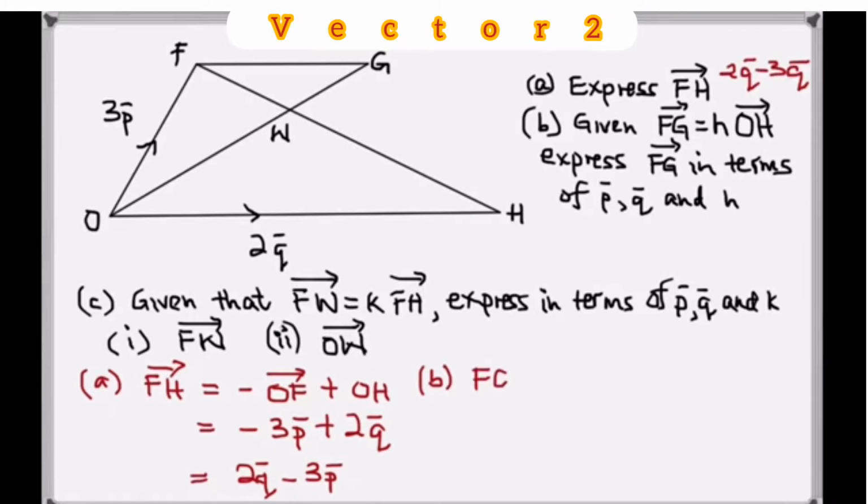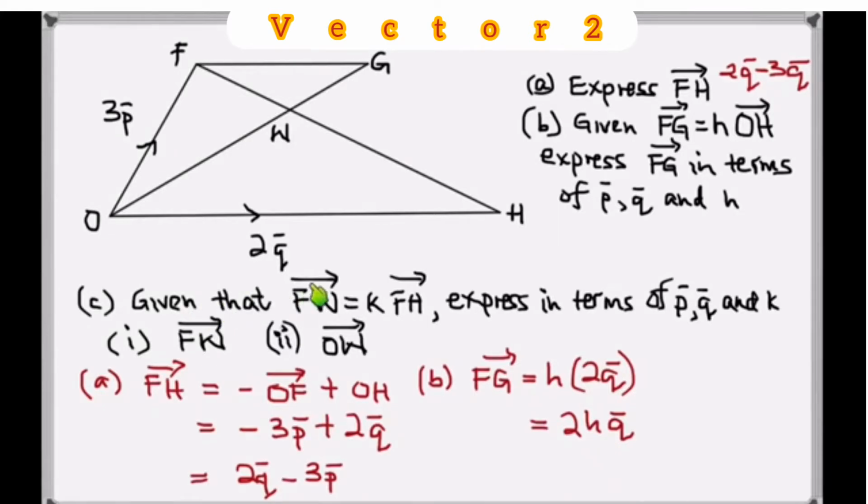Then on part B, we are going to use a constant. We'll just multiply the quantity. The FG is equal to h vector OH. So vector OH, the quantity is 2 vector Q, then you multiply. So this will be 2h vector Q. So that's how we express a constant.